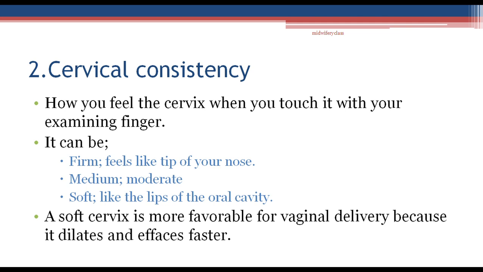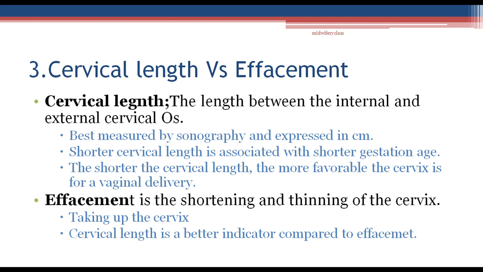Let's go ahead and look at cervical length and effacement. Cervical length is the length or the distance between the internal and external cervical os. It's best measured by sonography and is expressed in centimeters. Shorter cervical length is associated with shorter gestational age. We have seen this before. The shorter the cervical length, the more favorable the cervix is for a vaginal delivery.